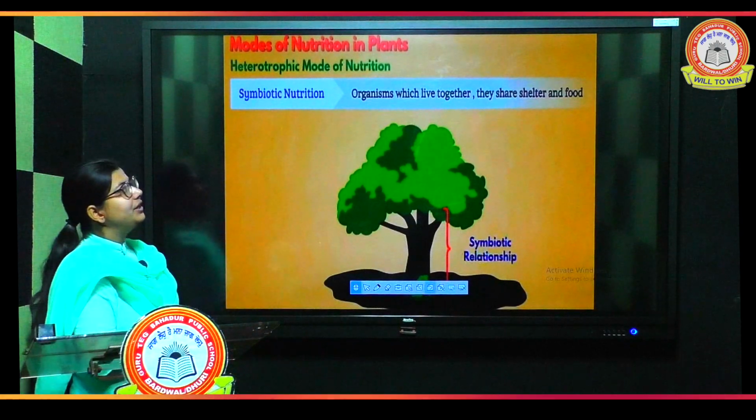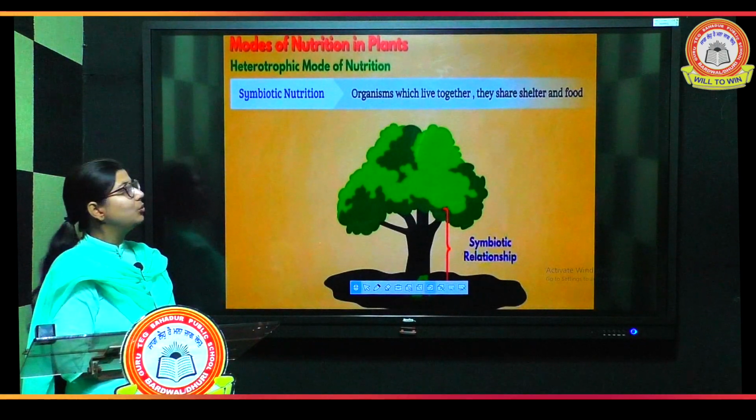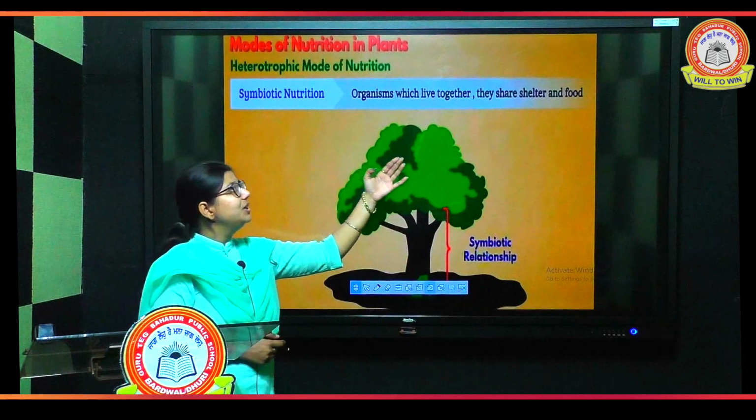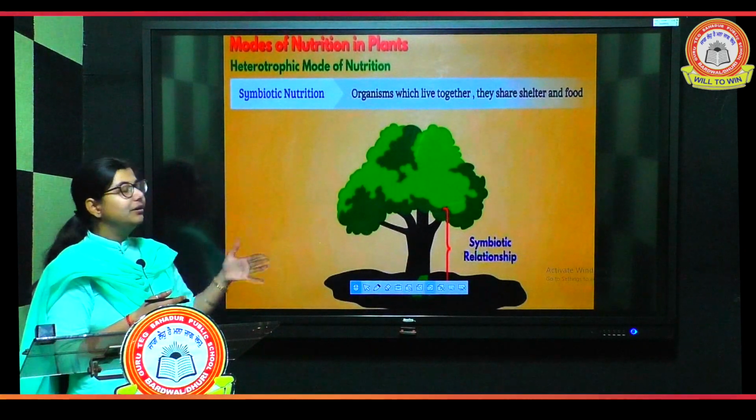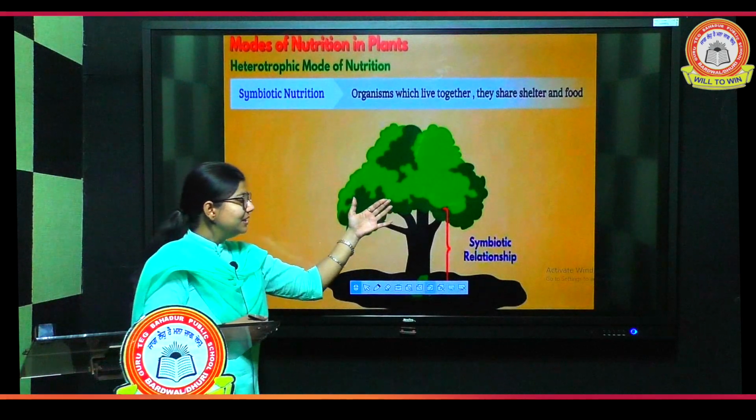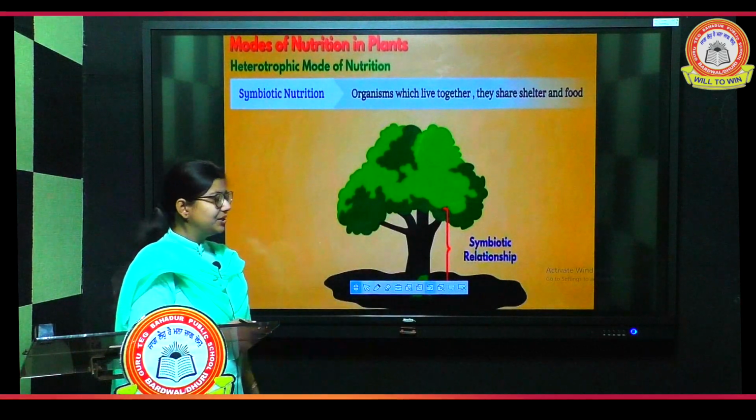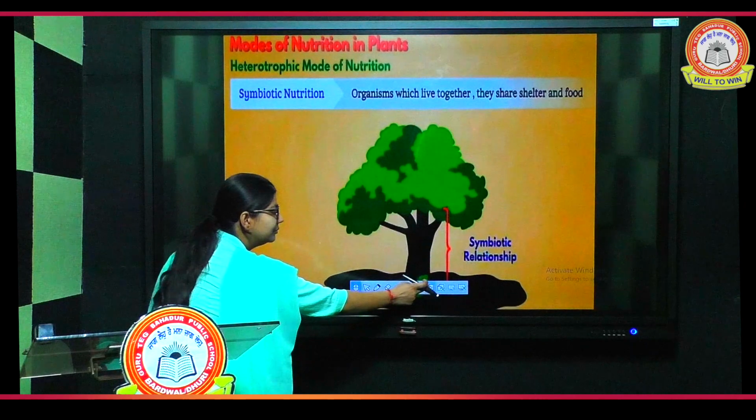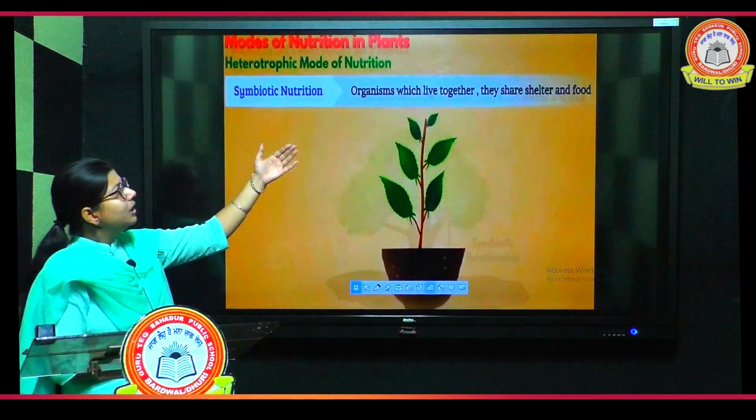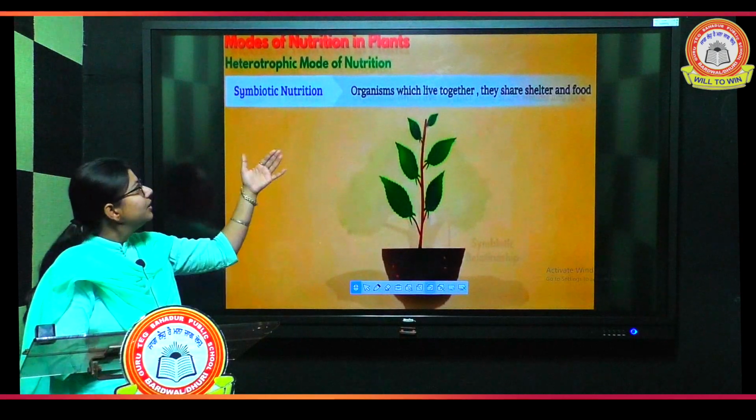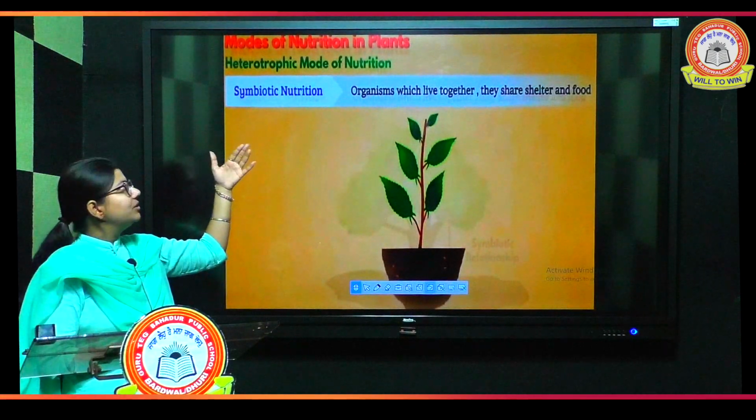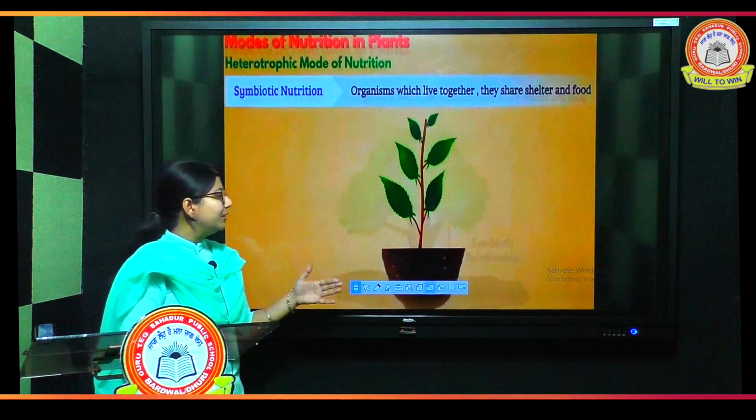Now here symbiotic nutrition. Symbiotic nutrition, what is that? Organisms which live together, they share shelter and food are the symbiotic nutrition. Now here you can see a tree is sharing the symbiotic relationship. So that is an example. Now organisms which live together, they share food, shelter, they come under the category of symbiotic nutrition. Okay.